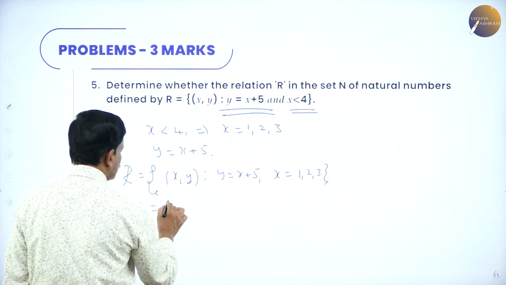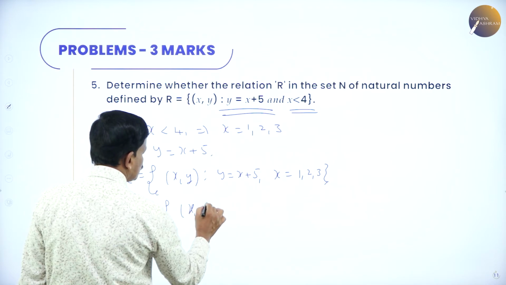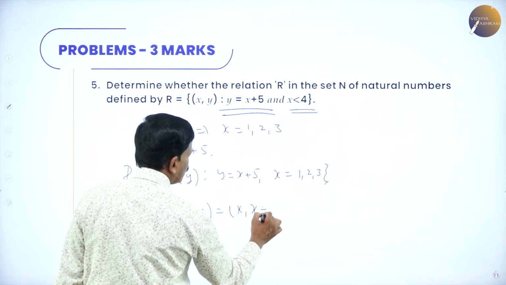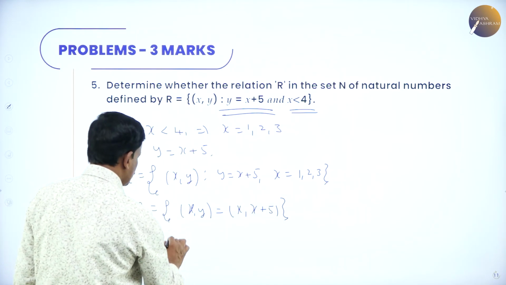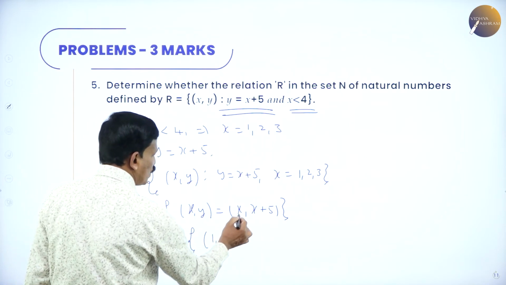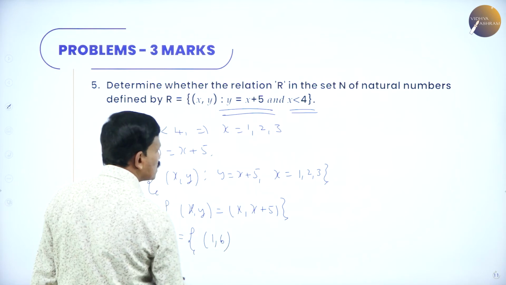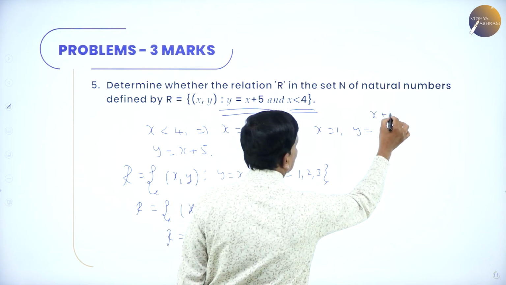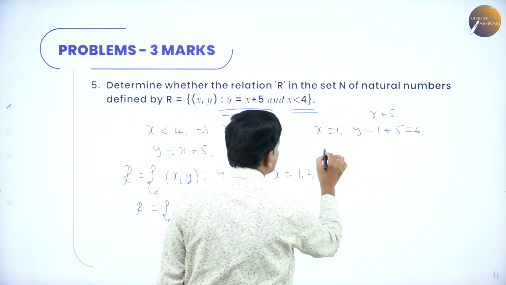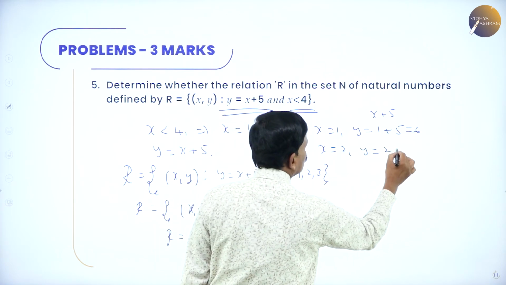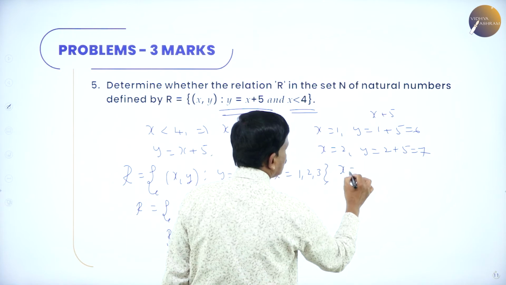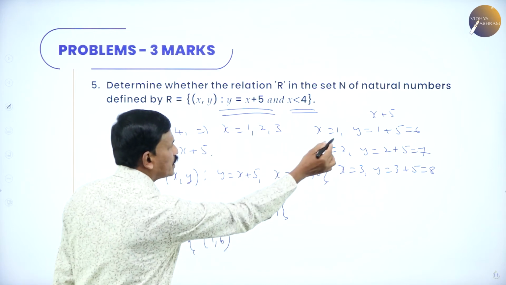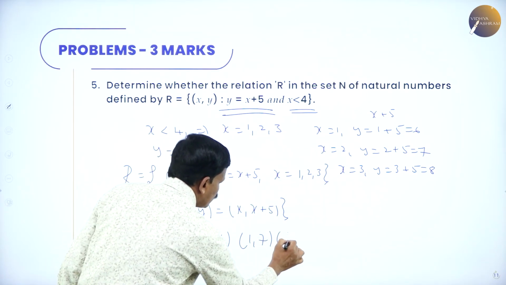That means you can write (x, y) with x equal to 1, 2, 3 and y equal to x plus 5. So I will write the elements here. When x is 1, y is equal to 1 plus 5, that is 6. When x is equal to 2, y is equal to 2 plus 5, this is 7. When x is equal to 3, y is equal to 3 plus 5, this is 8. The elements are (1, 6), (2, 7) and (3, 8).